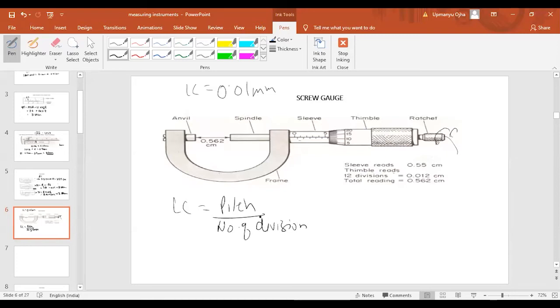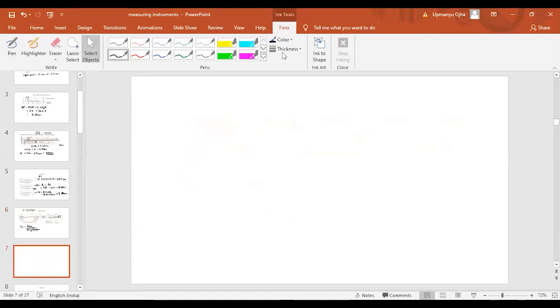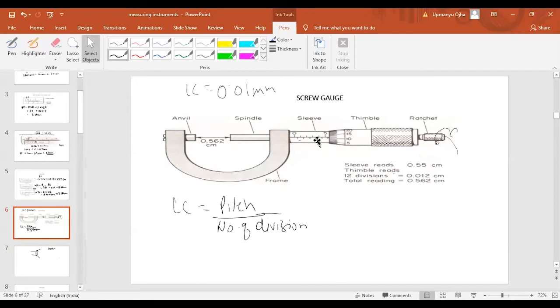Now what is pitch here? We have to understand this. Let us draw the circular scale and the main scale. This is the main scale, and this is the circular scale, which is rotating. Pitch means, if the circular scale has 100 divisions and we completely rotate the circular scale from 0 to 100, then how much linear displacement is there on the sleeve, on the main scale.